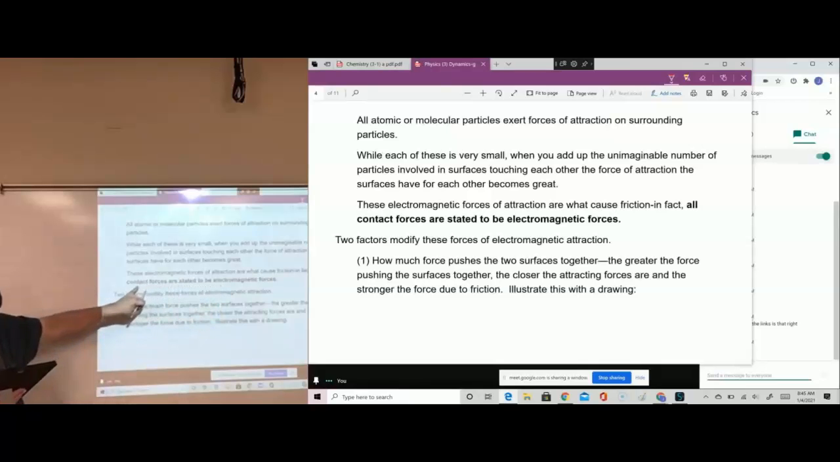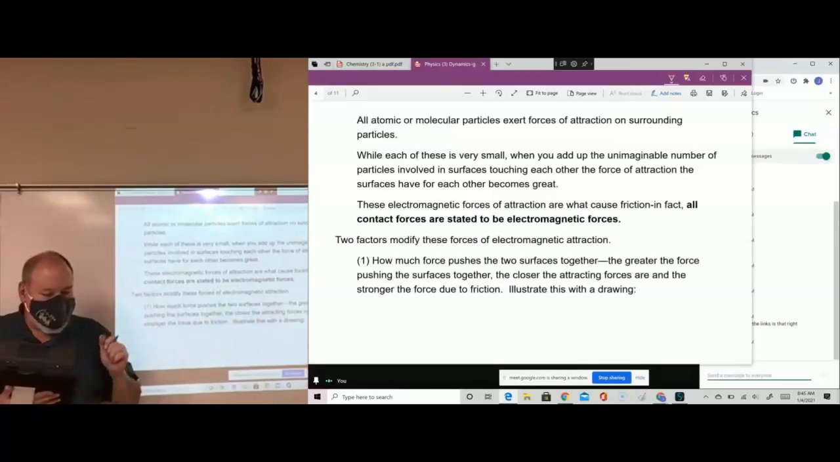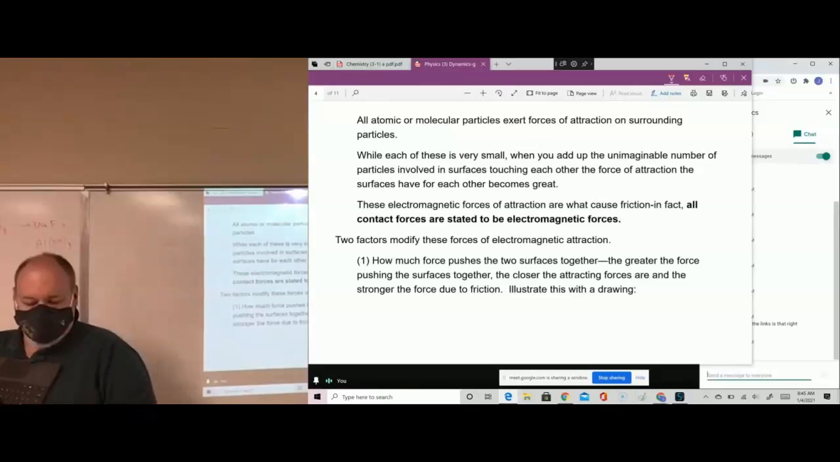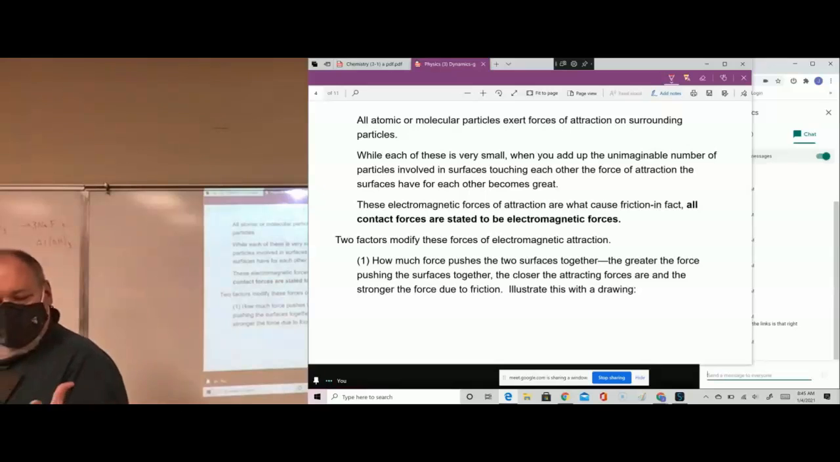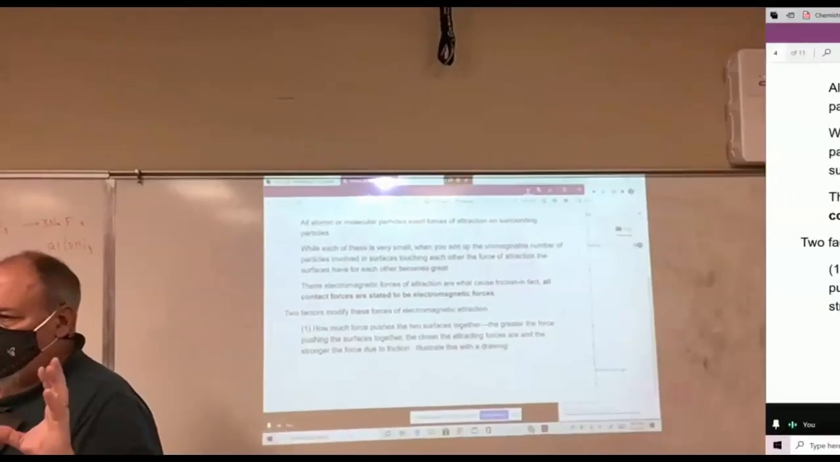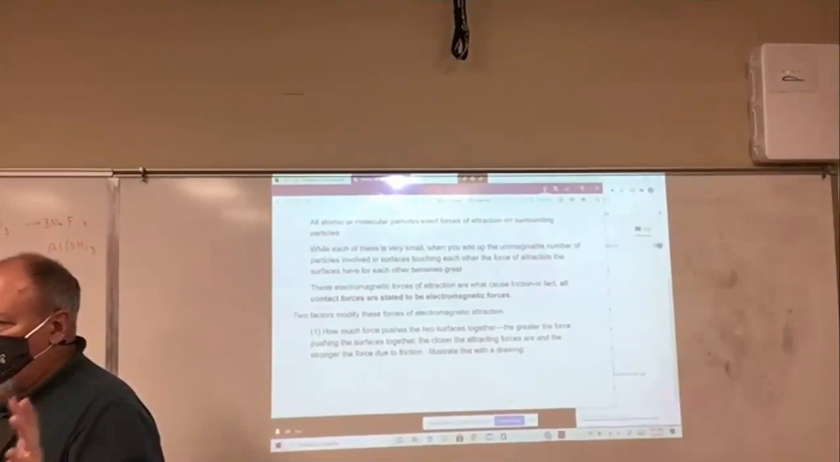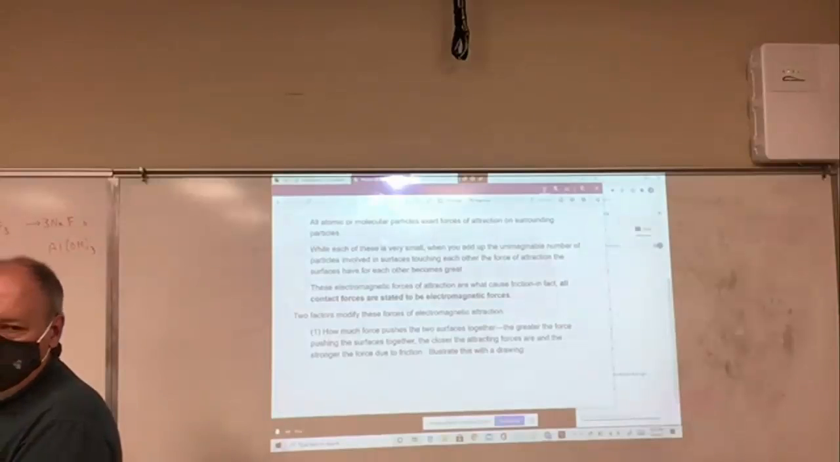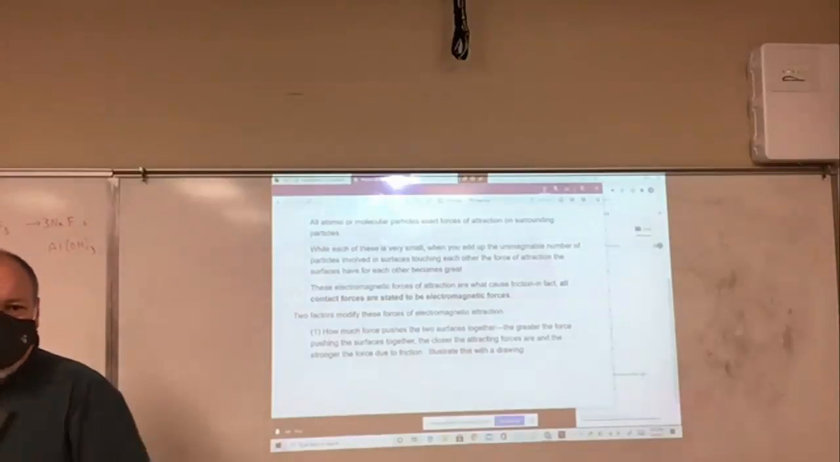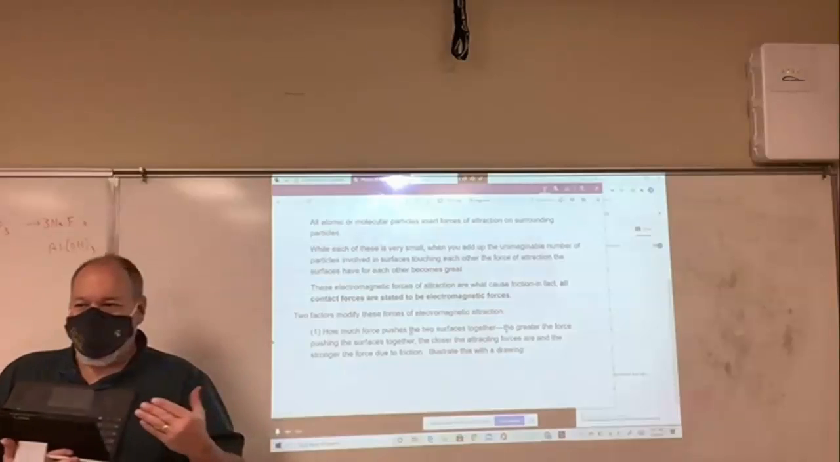And so all contact forces are stated to be electromagnetic forces. When I push on this, that is a contact force. I'm pushing on it. That's an electromagnetic force. The electromagnetic fields of the atoms in my hand are interacting with the electromagnetic fields of the atoms in the top of the surface here. And that's what's creating the force. I'm not really touching the object.